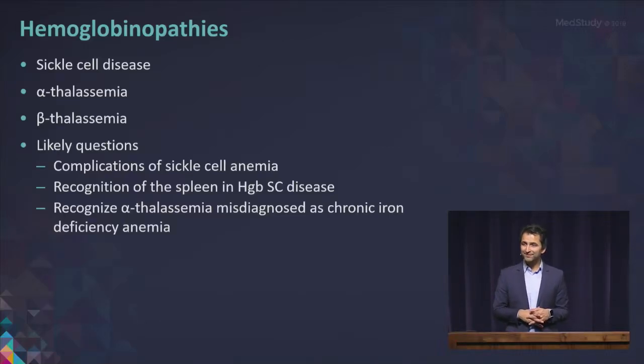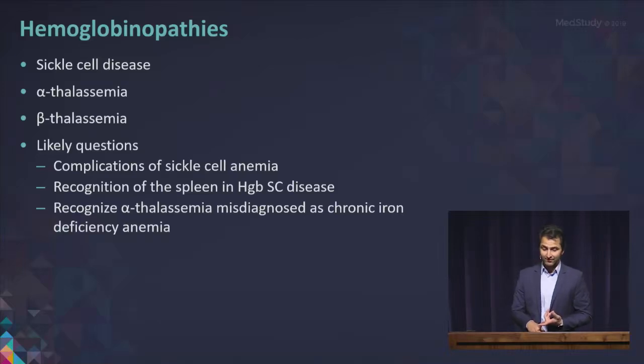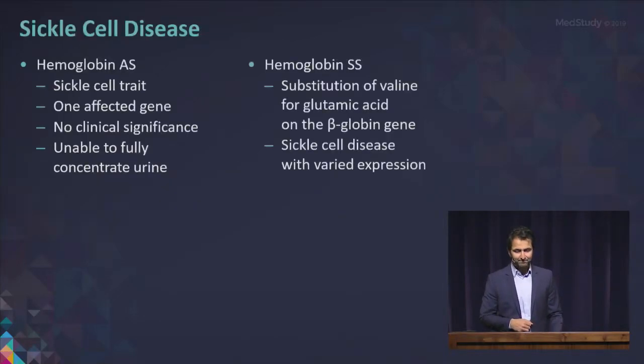And there's a few really high yield scenarios that you want to be familiar with. And that includes complications of sickle cell disease, recognizing what happens or what could happen with the spleen in hemoglobin SC disease, and understanding how some of the thalassemias can be misdiagnosed. So let's talk about that.